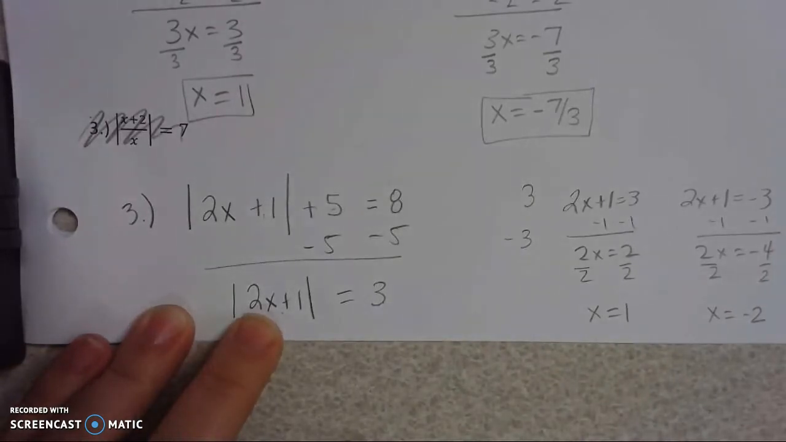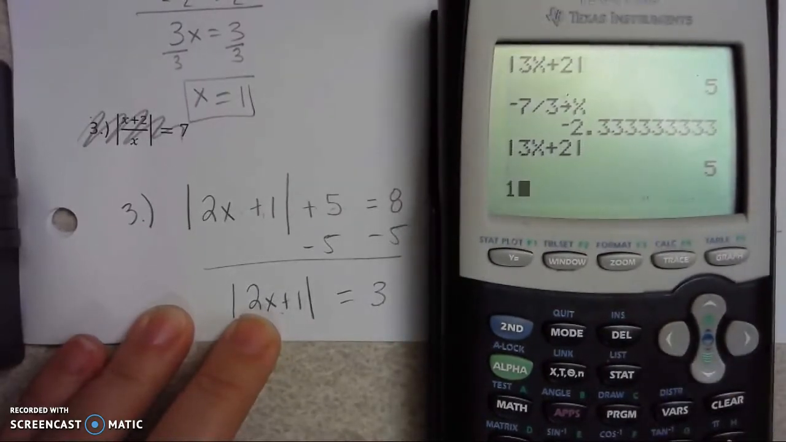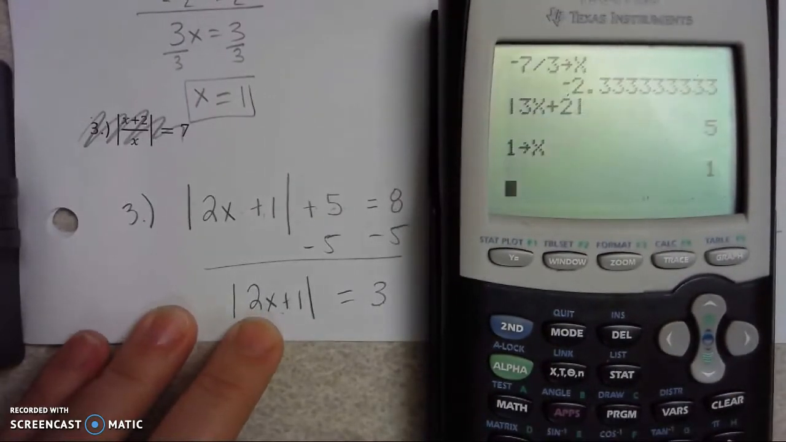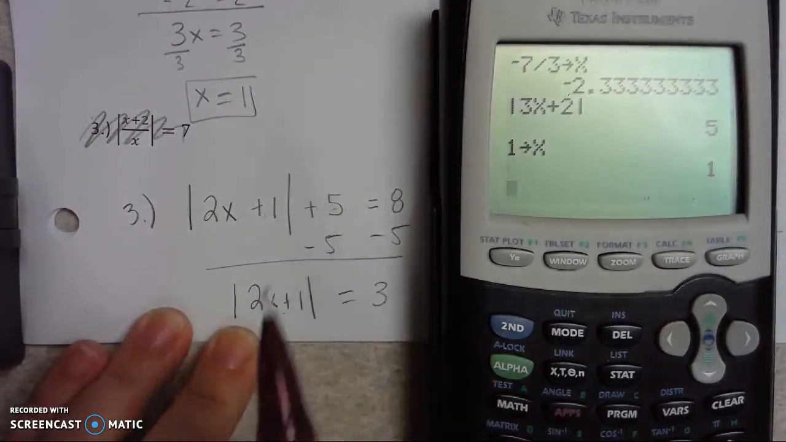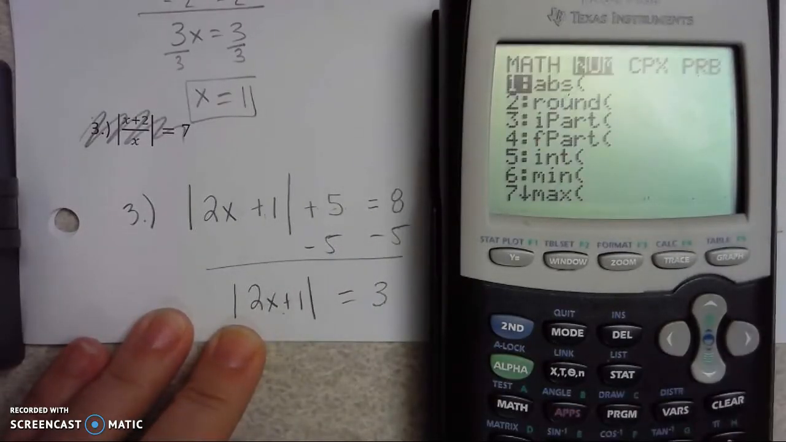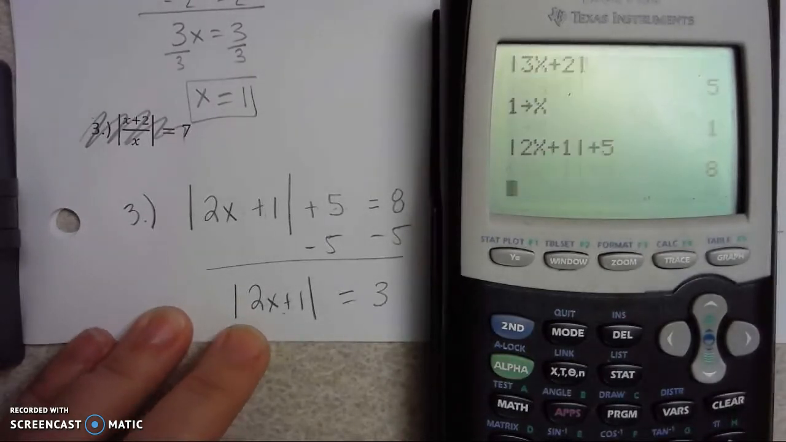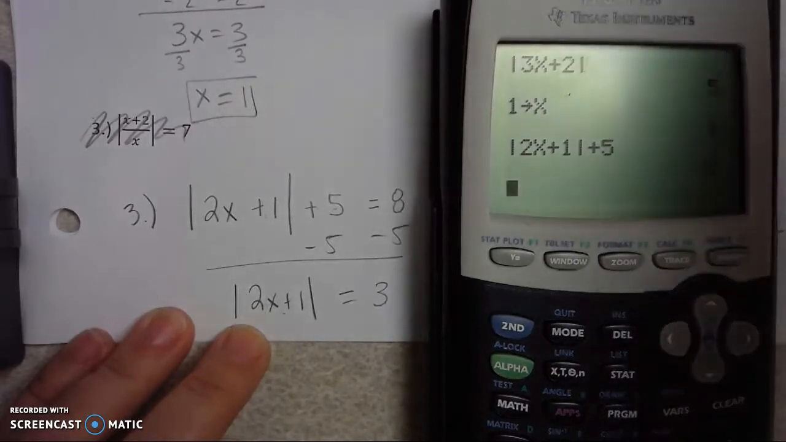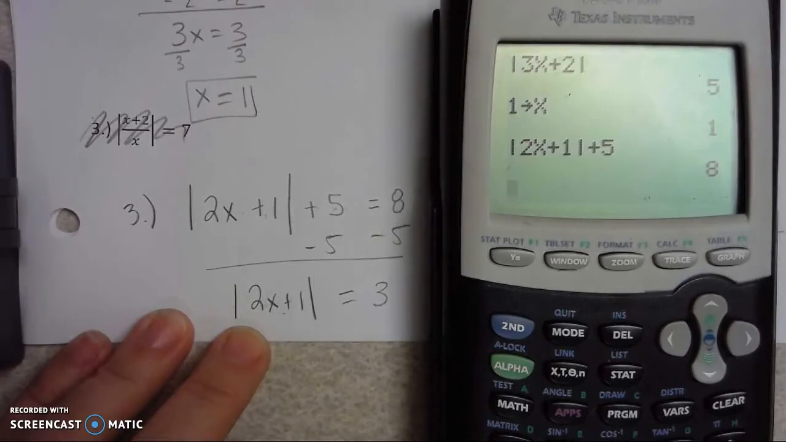So if I'm going to check my answer, I want to store 1 in for x. And then I'm going to type in my equation just as it looks here. So I'm going to type in 2x plus 1. Then I'm going to use my arrow key and get out of the absolute value bars. Then I'm going to add 5 to it. Notice I get 8, which is what my equation says it equals.